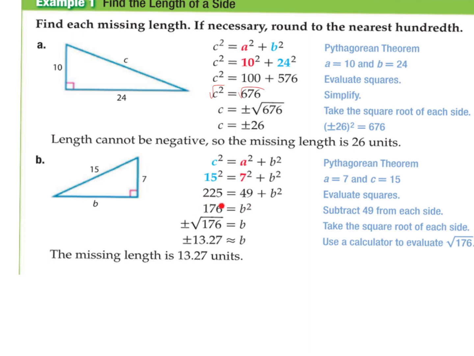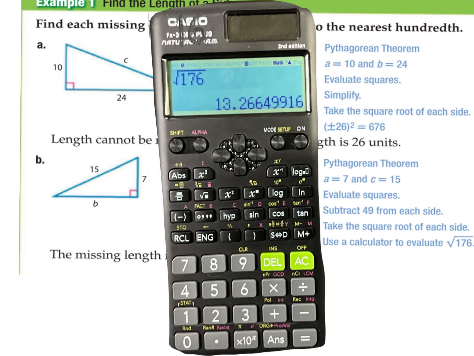Then you square root and square root. And that'll give you, right here it says 13.27. And it's an approximation. Here's the reality. Let me show you on the calculator. So on a calculator, if you type in the square root of 176 on any calculator, it's going to give you this crazy irrational decimal. Any square root of a non-perfect square number is going to be a crazy decimal, okay?